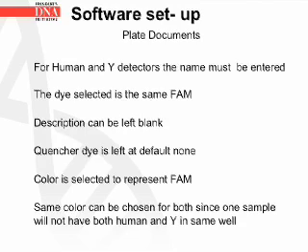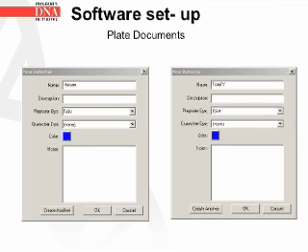A color is selected to represent FAM. The same color can be chosen for both, since one sample will not have both human and Y in the same well. These screenshots from the SDS software show what a completed detector will look like after it is set up, for both the human and the total Y.